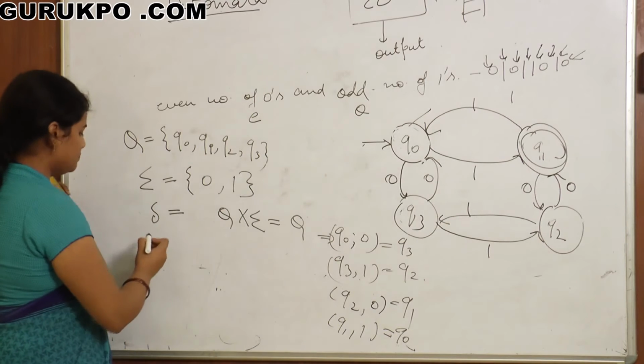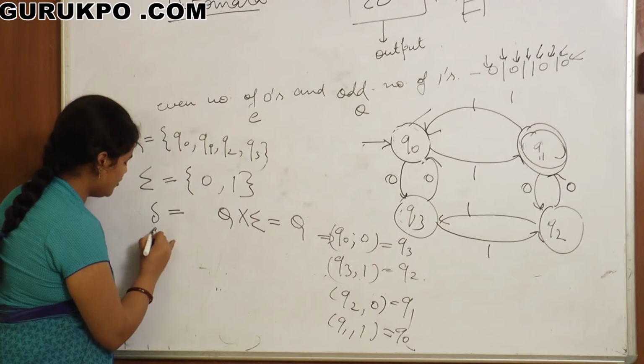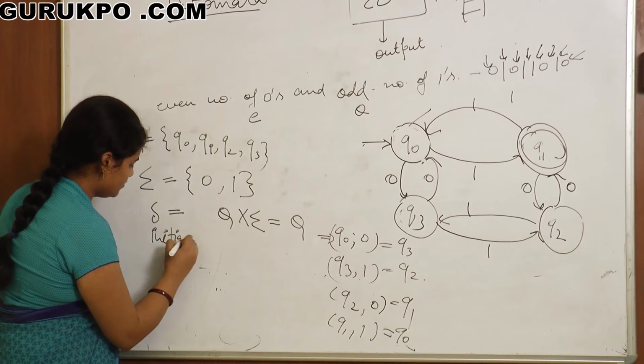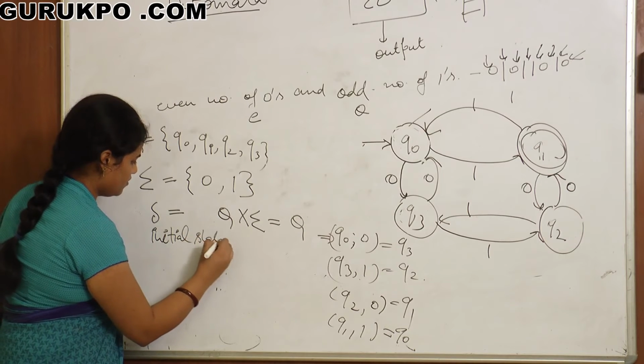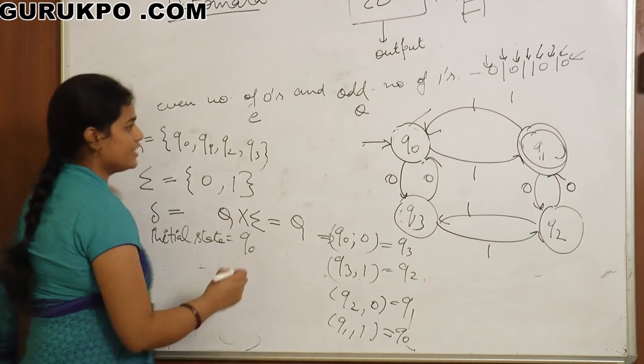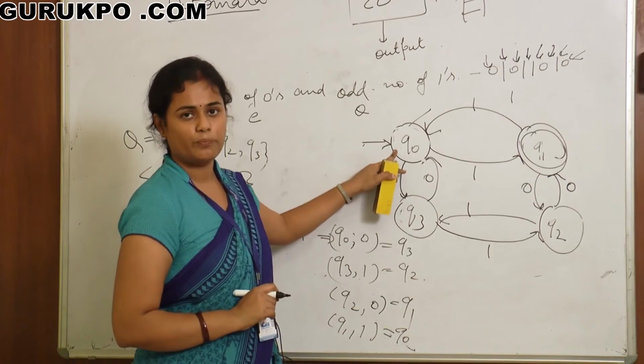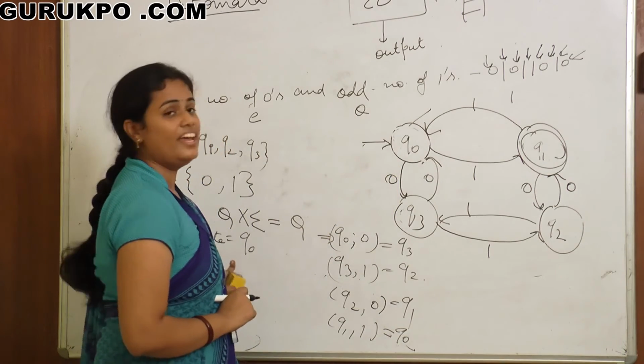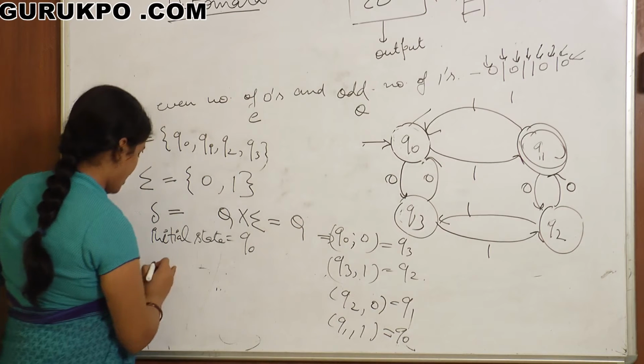Fourth thing which we have is the initial state. For this case, the initial state is Q0. The initial state is denoted by Q0, and then F.